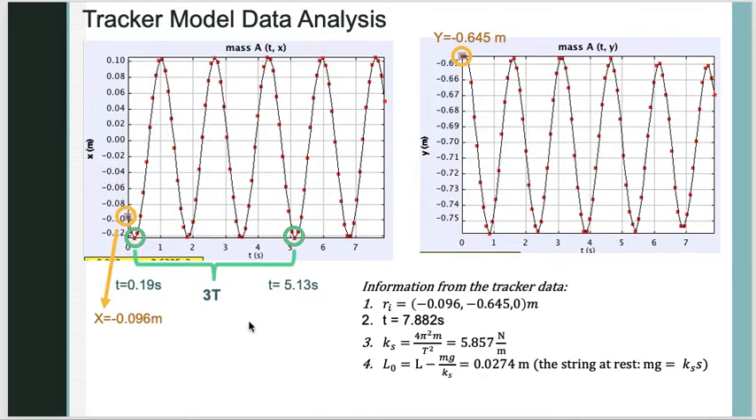In my model, to calculate T, I use the x component, and it is the average period of the 3 periods. And then in order to calculate L0, I choose a state where the spring is at rest vertically, so that mg is equal to the spring force. So L0 is equal to L minus mg divided by Ks, which is equal to 0.0274 meter.